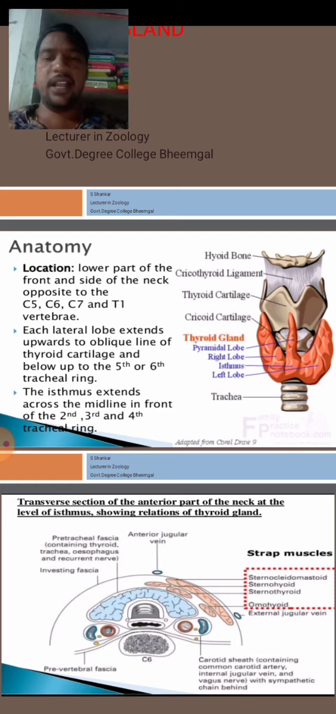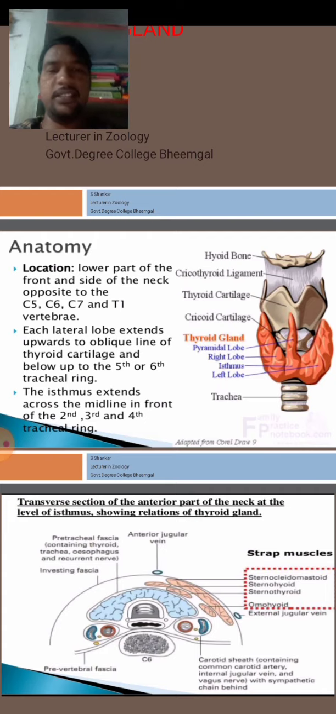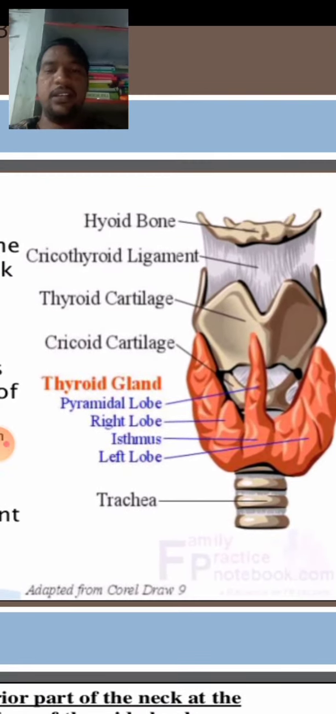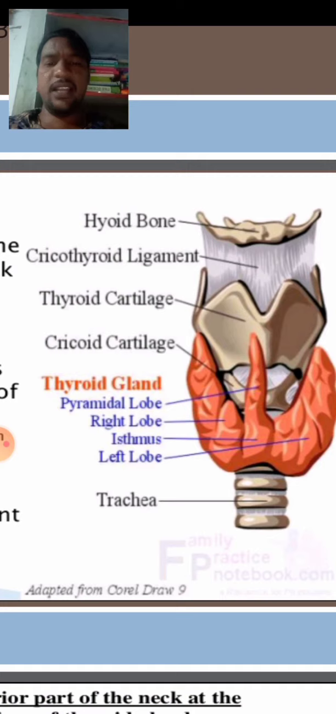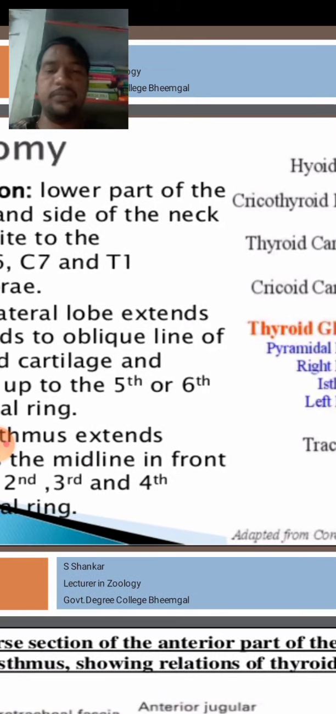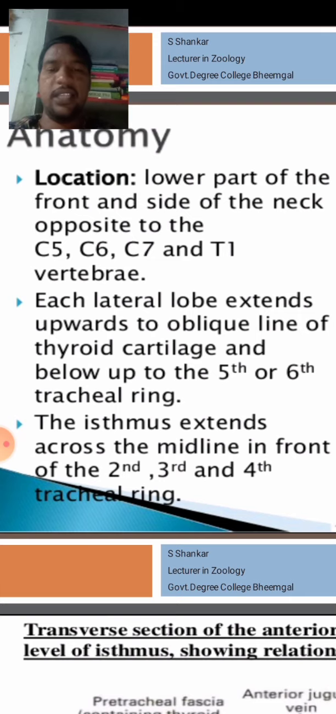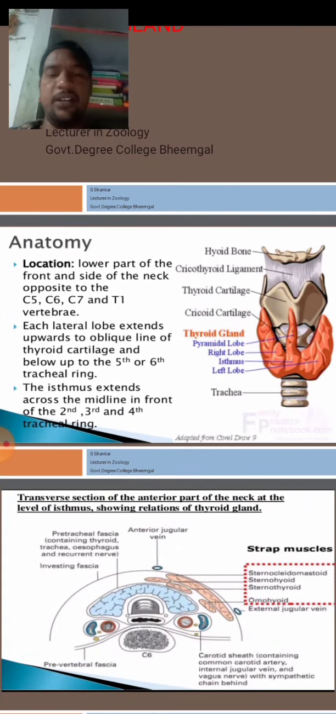This is one diagram: hyoid bone, thyrohyoid ligament, thyroid cartilage, cricothyroid ligament, cricoid cartilage, thyroid gland, pyramidal lobe, right lobe, isthmus, left lobe and trachea. The left lobe and right lobe are attached to the isthmus, which extends across the midline in front of the second, third and fourth tracheal rings.